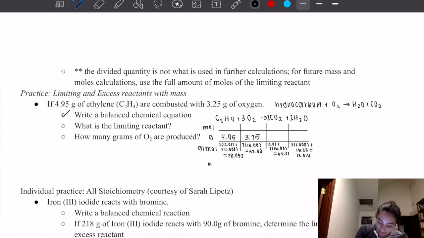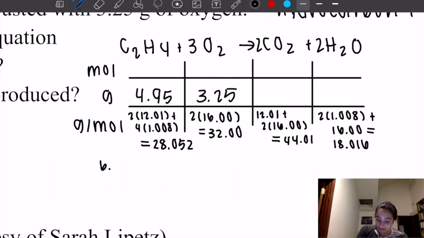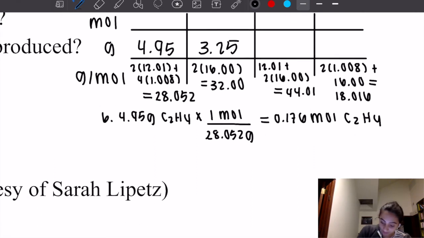We want to calculate the limiting reactant. So we are going to convert the mass of C2H4 into moles and the mass of O2 into moles. So we'll start with C2H4. 4.95 grams C2H4 times 1 mole over 28.052 grams. That equals 0.176 moles C2H4. Then we have oxygen, so 3.25 grams oxygen.